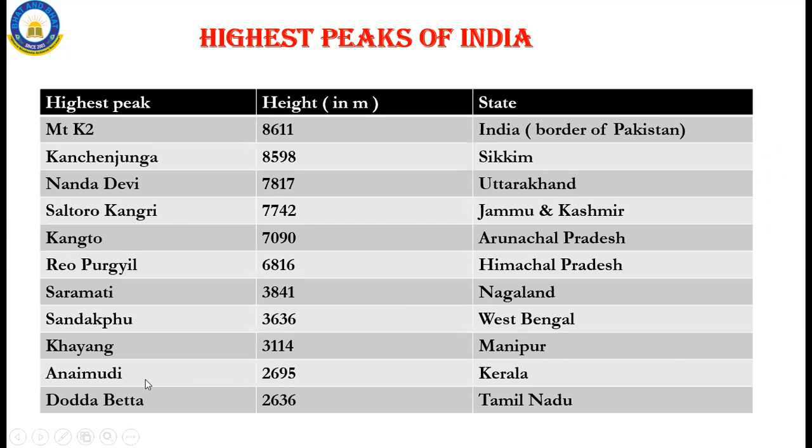And next we have Anaimudi. The height of the peak is 2,695 meter, which is located in Kerala. And next, the last one we have Doddabetta. The height of that is 2,636 meter and which is located in Tamil Nadu.